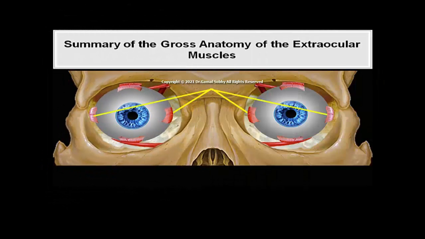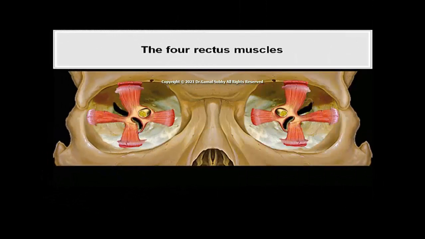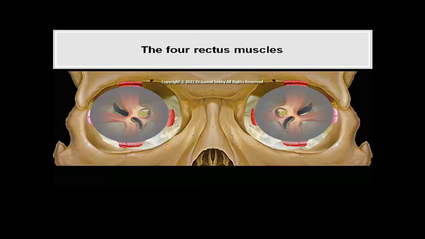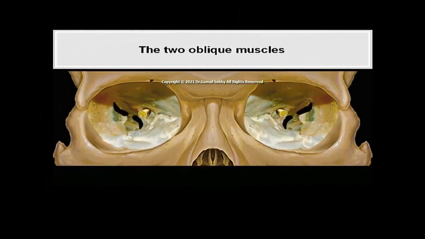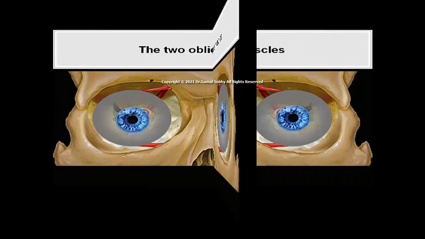In humans there are 3 pairs of extraocular muscles in each orbit. A pair of horizontal rectus muscles. A pair of vertical rectus muscles. And a pair of oblique muscles. The 4 rectus muscles come from the depth of the orbit and are attached to the sclera anterior to the equator. The 2 oblique muscles come from in front of the orbit, at the medial side, and are attached to the sclera posterior to the equator.